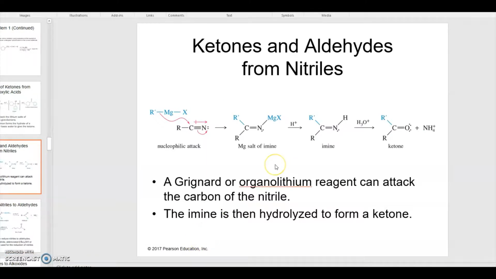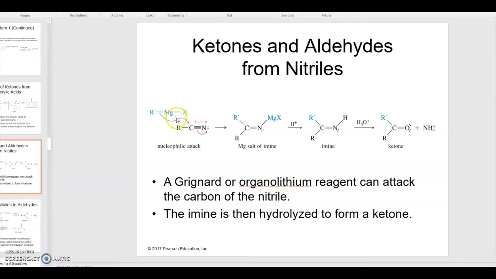Okay, in here we are learning how to make ketones and aldehydes from nitriles. What is shown in here is how to use nitrile to make a ketone. This technique only works for synthesizing ketone. So if you want to change a nitrile to a ketone, you need to add Grignard reagent to your solution.